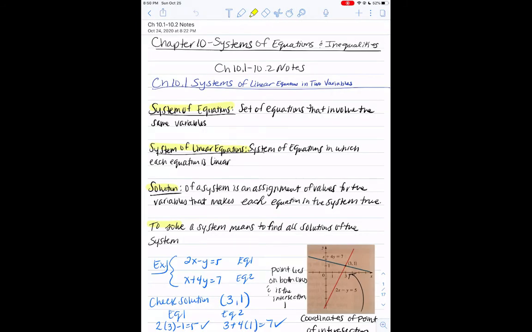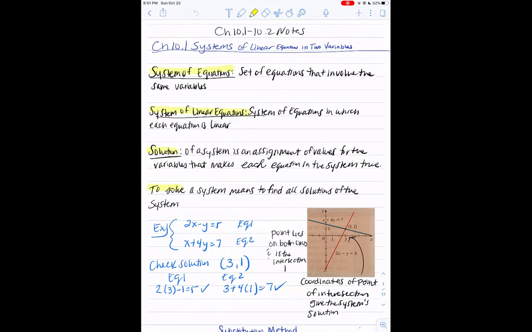Hey everyone, we're on chapter 10 now, going over systems of equations and inequalities. These next videos are going to go over chapter 10.1 to 10.2. So in this video, we're going to be going over 10.1, which is systems of linear equations in two variables.